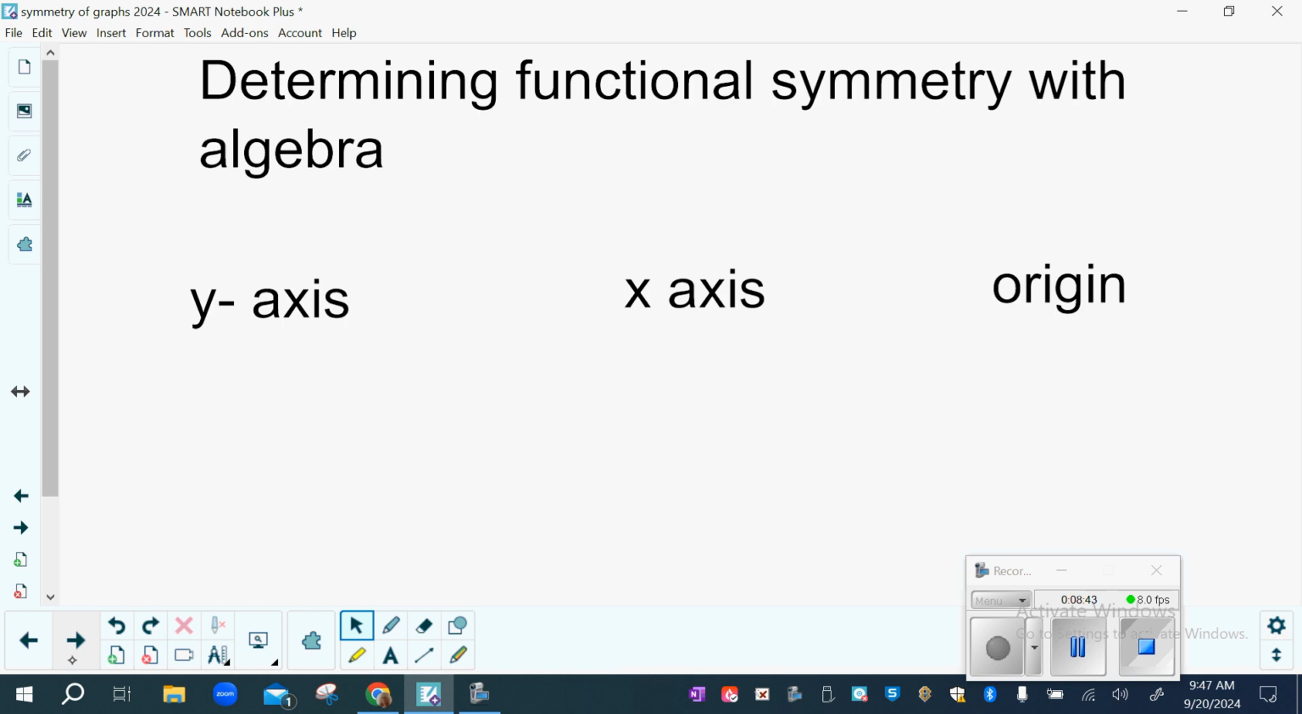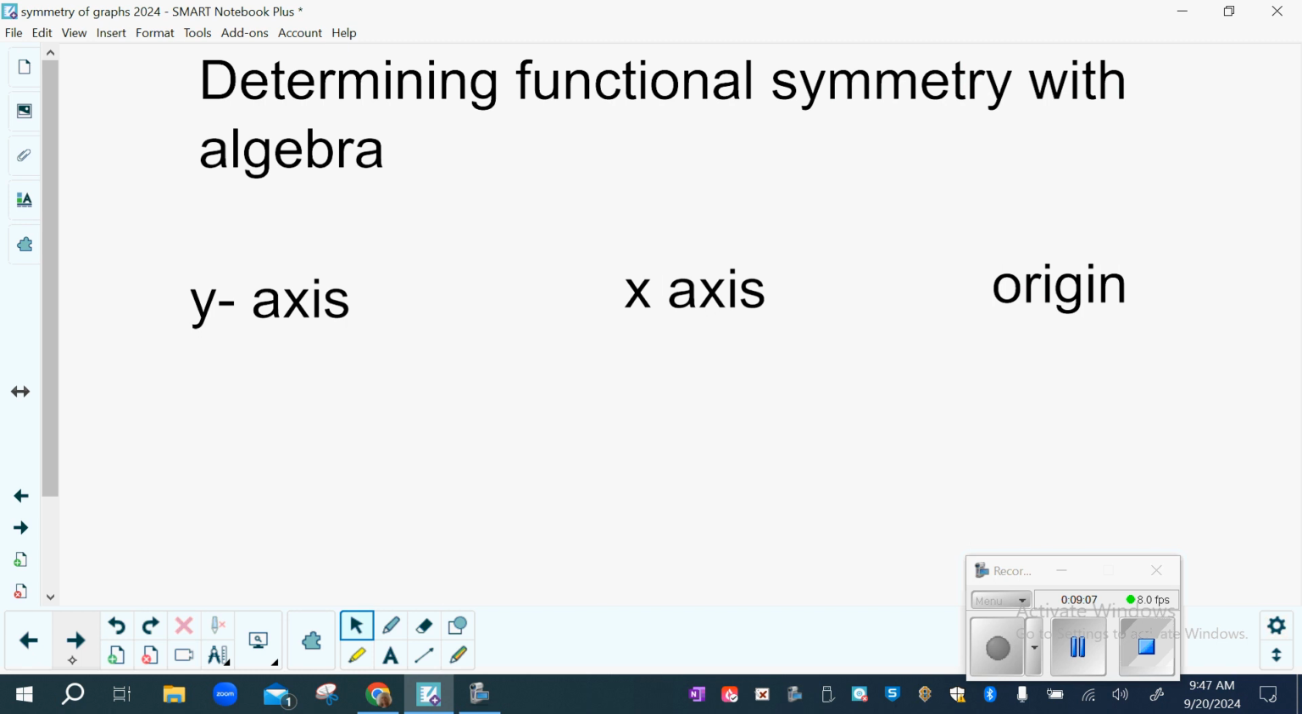Okay. Now, what can also happen on the SAT test is that they don't give you the graph. They don't give you the picture. If they give you the picture, it's really easy to talk about symmetry. But if they don't give you the picture, we need another way to test for symmetry. So here's where I need you to write this down. Oh, this looks scary. Determining functional symmetry with algebra.